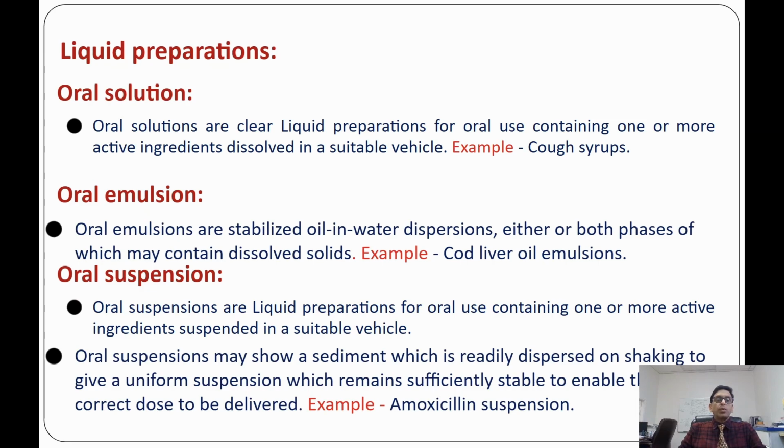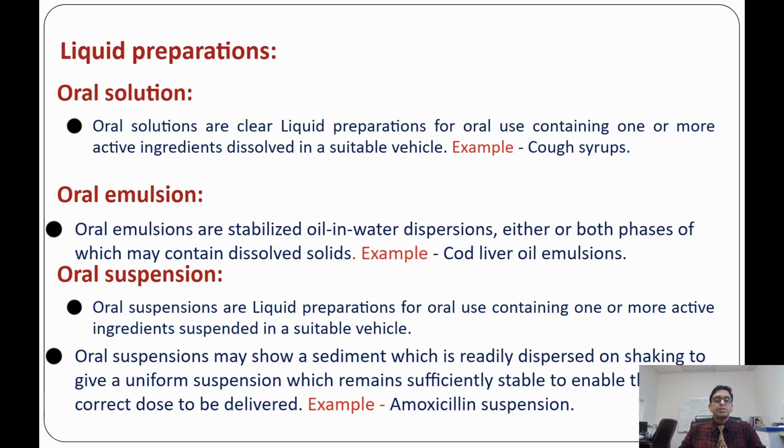The next part is the oral emulsions. Oral emulsions are stabilized oil in water dispersions. In either or both of the phases, the drug can be dissolved or dispersed. Example, cod liver oil emulsion.